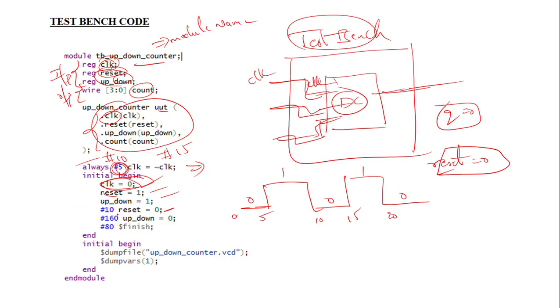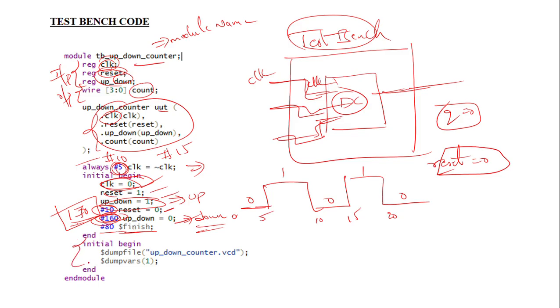After 160 nanoseconds, I give up_down equal to 0, which makes it a down counter. Just remember that after 160 nanoseconds is not the correct one: 10 plus 160, so 170 nanoseconds. After 170 nanoseconds, I make it a down counter. Then after 80 nanoseconds from that, I stop the simulation. The finish statement represents that you have to stop the simulation after a particular period of time.